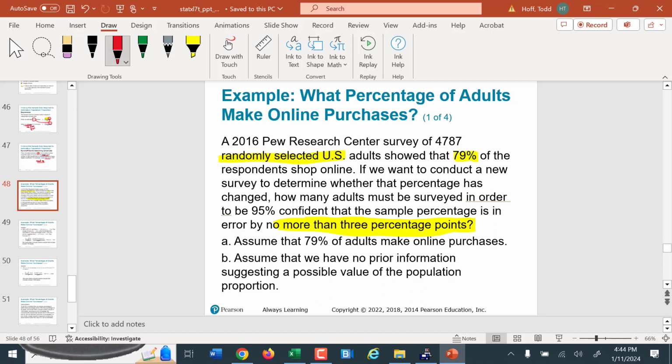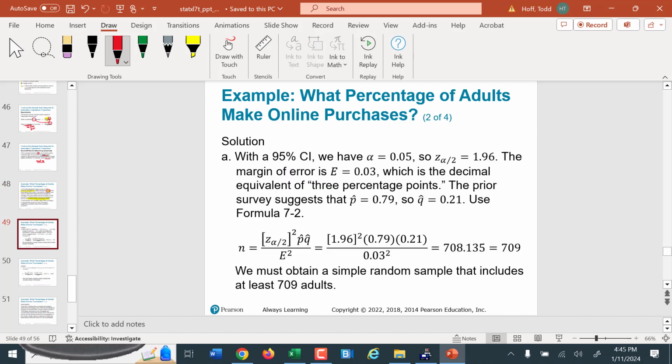First, we're going to do it assuming that the point estimate from the first sample of 79% is accurate. Now, most times we haven't already done a sample, so we don't have that estimate. But here we did one sample already. We have an estimate. Before we do the next sample, we can use that estimate for calculating the sample size.